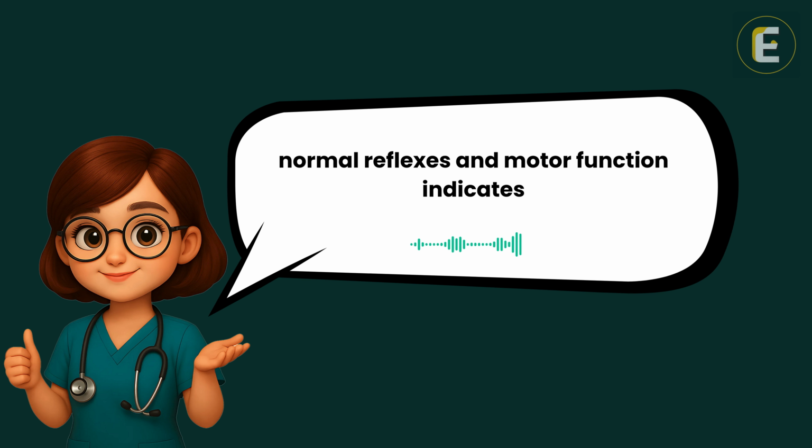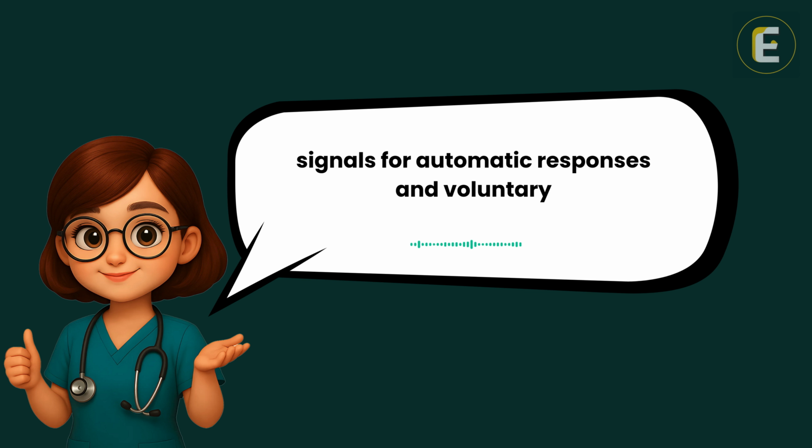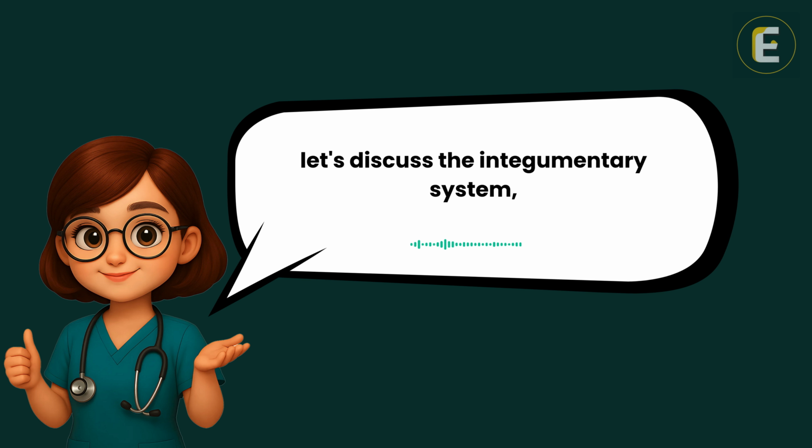In this example, normal reflexes and motor function indicates that the patient's nerves are properly transmitting signals for automatic responses and voluntary movements. Finally, let's discuss the integumentary system, which refers to the skin, hair, nails, and associated glands. For example, the dermatologist specializes in treating disorders of the integumentary system. Here, disorders of the integumentary system refers to any condition affecting the skin, such as rashes, infections, or abnormal growths.